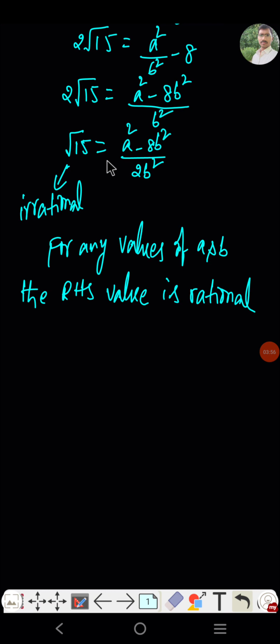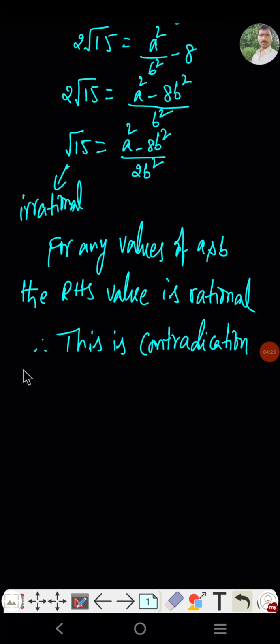So how can rational and irrational be equal? It is a contradiction. It is wrong. So why do we get this wrong? In the starting we took root 3 plus root 5 as rational. So that assumption is wrong. So it is not rational, which means compulsorily it is irrational only. Therefore this is a contradiction to our assumption.